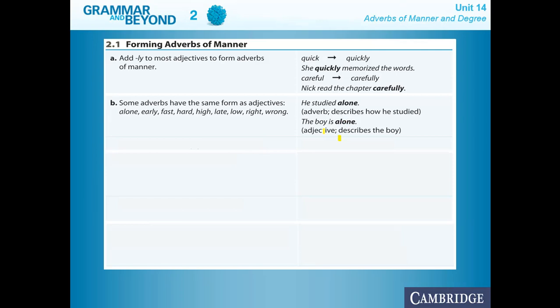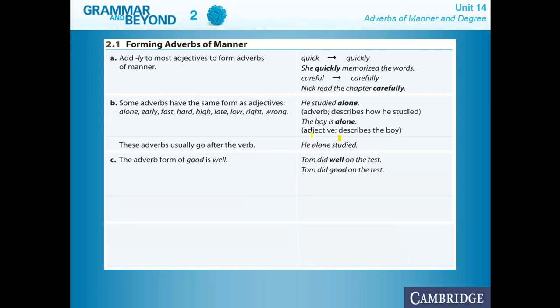Now, let's continue. Another example would be: he did the exam wrong. That means that the way he did it was wrong, right? How he did it was wrong. But if I say he did the wrong exam, that means that maybe he was supposed to do the science exam and he did the math exam instead. Okay, that's important. These adverbs usually go after the verb, okay? So we don't say he alone studied, but we say he studied alone, right?